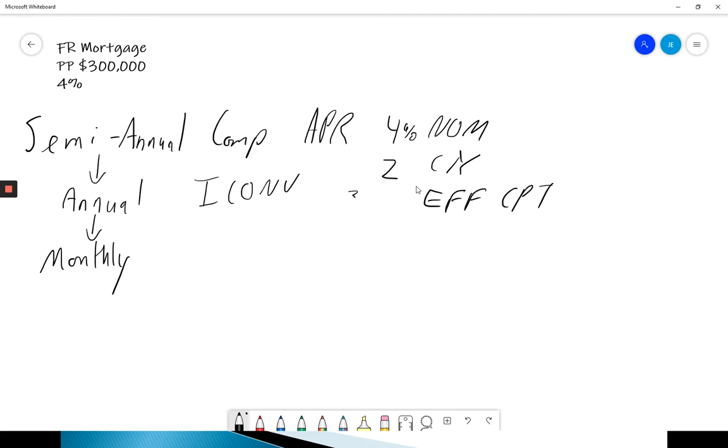And we're going to get 4.04%. Then we're going to go back to CY, because this is annually compounded. We're not paying annually, we're paying monthly. So we need to go back to CY and change it to 12, and then go back to nominal and compute my new nominal.